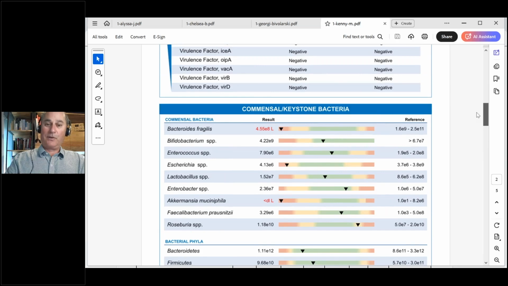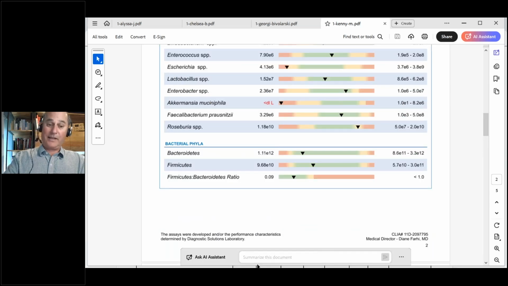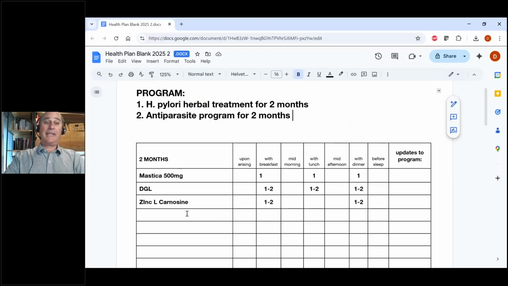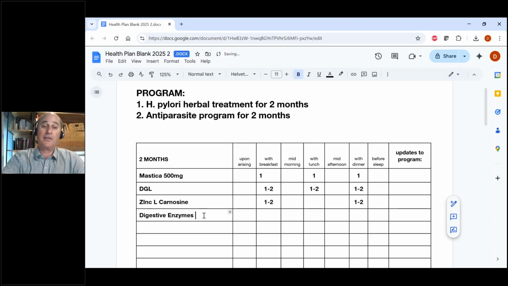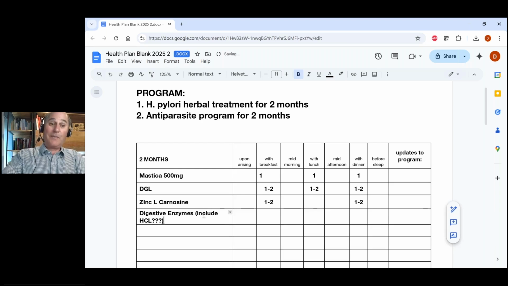And then let me just mention one other thing. If you want it to be kind of a little extra fancy, you could, because of the elastase, include in the entire program some kind of digestive enzymes. And a lot of the different digestive enzyme products include HCl, but be careful because if their stomach's really inflamed and irritated, the HCl part of the enzyme formula could make them feel worse. So I would not recommend using HCl with people that have an active H. pylori infection.